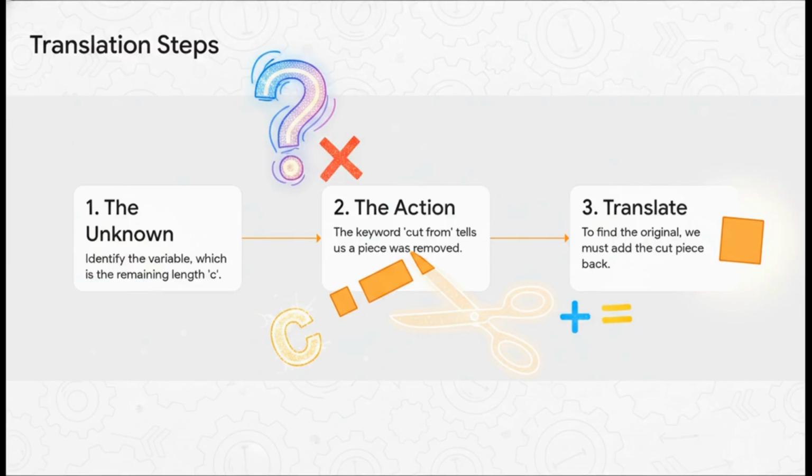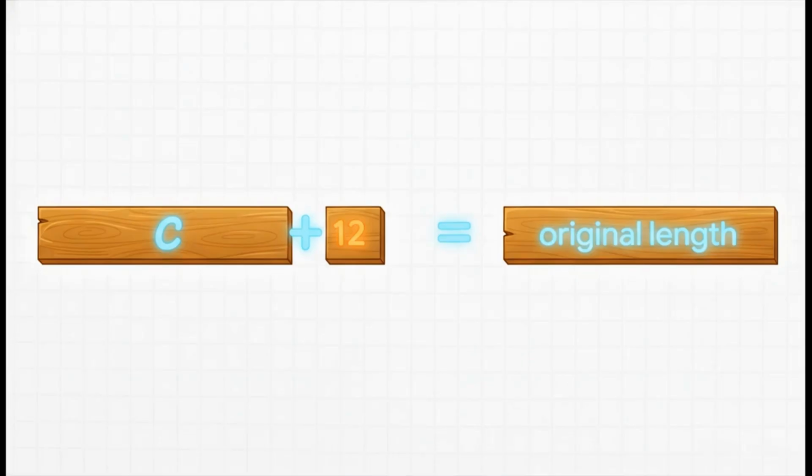That tells us something was taken away. So to reverse that and find the original, we have to do the opposite. We've got to add it back. And boom, there's our final translation. The original length was just the part that's left, c, plus the 12 centimeters that were cut off. See? We've successfully turned a whole sentence into a clean, simple mathematical expression.